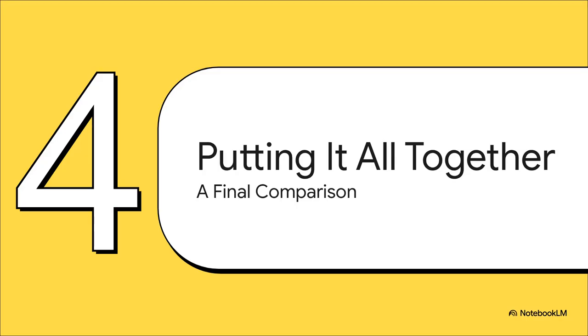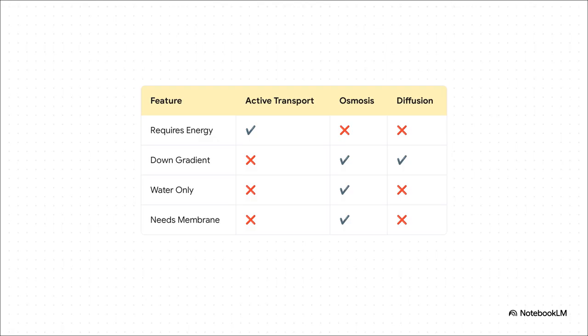Okay, so that's the whole gang: diffusion, osmosis, and active transport. Let's pull it all together and put them side by side. A little comparison is the perfect way to make sure this all sticks in your head, especially for revision. And here we go. This table just lays it all out so clearly.